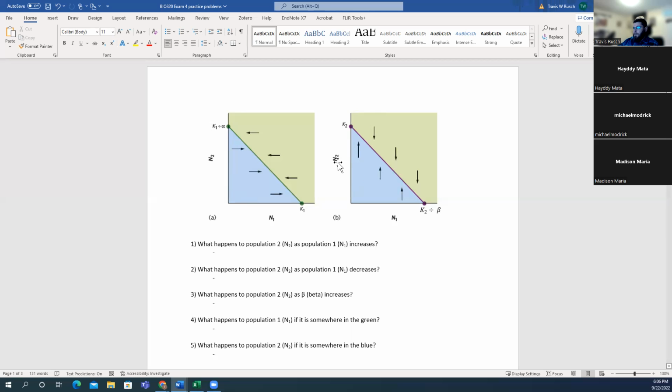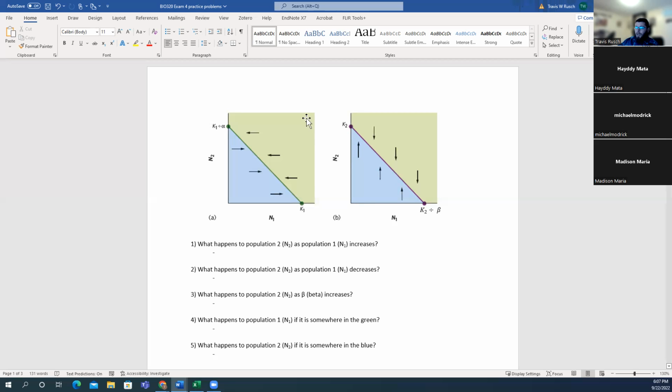And the same thing can be said for the other one, right? That's how we know if we're going to go left or right or up or down. If we're going left or right, that means we're focused on the x-axis, which is species 1. If the arrows are telling us up and down, that's the y-axis, and that's for species 2.